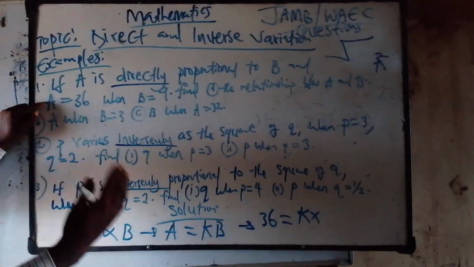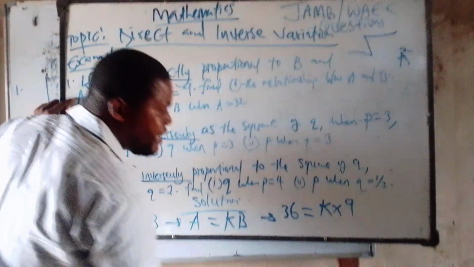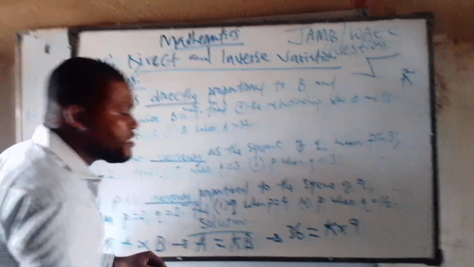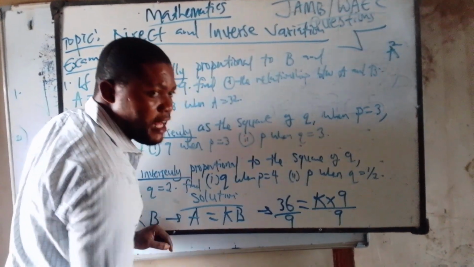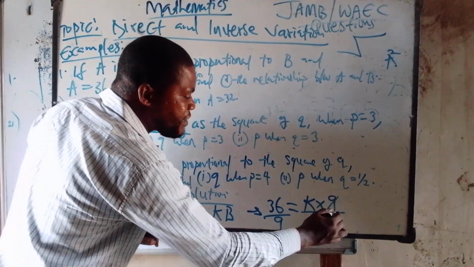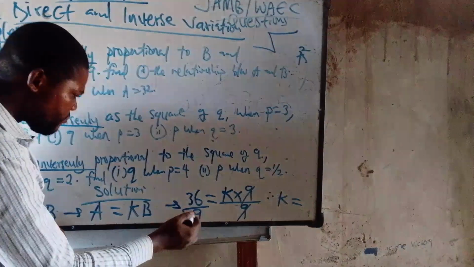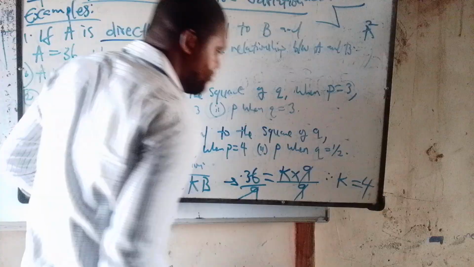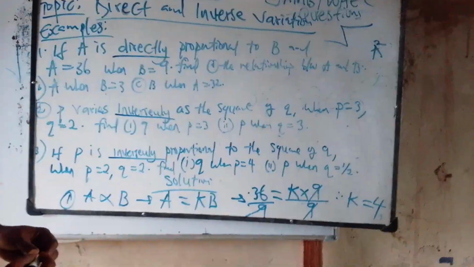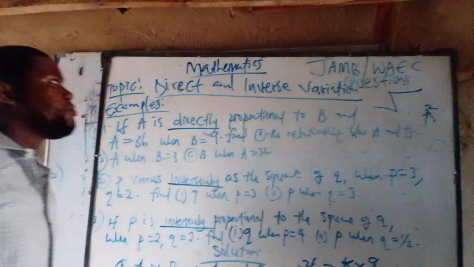Whenever you see two letters together, there is a times between them. My B here is 9. To find K, I divide both sides by 9. Now 9 will cancel 9. Therefore K will be equal to, 9 goes into 9 one time, and 9 goes into 36 four times. So my K is equal to 4. My K from my question is equal to 4.